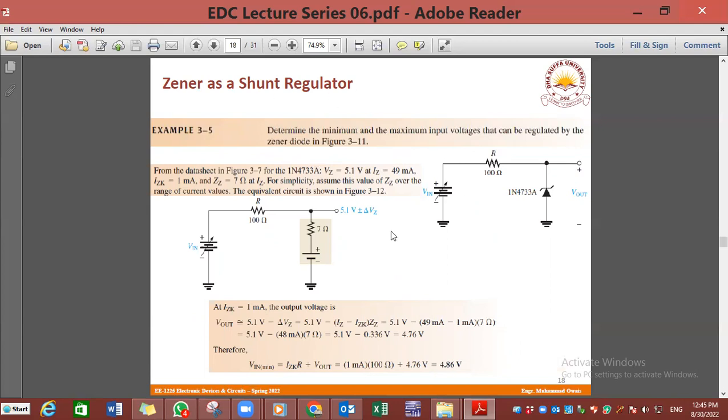Shunt means the voltage is taken across the Zener, and this value of 7 ohms is the internal value of the Zener diode. So the output voltage will be available on these two points, ground and this point.